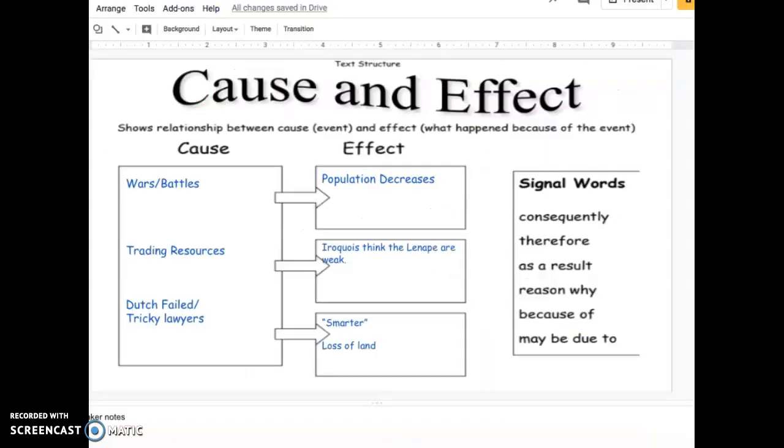Here's my graphic organizer. I took the information I learned and read on my Padlet with my tribe group and filled out the graphic organizer using my own notes as well. Because of wars and battles, the effect was population decreases for the Lenape. Because the Lenape were trading resources with the immigrants, the Iroquois tribe thinks the Lenape are weak. Those of you who are studying the Iroquois, you might have noticed that they put up a little bit stronger of a fight and were a bit more stubborn when it came to trading or giving anything away to these white men.